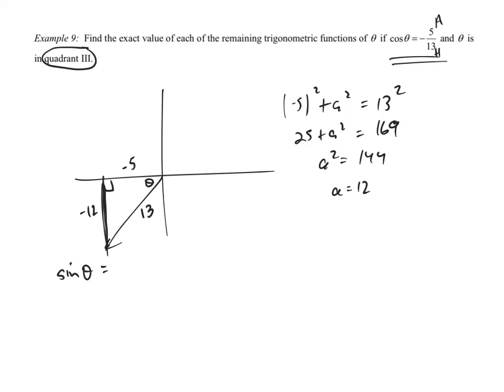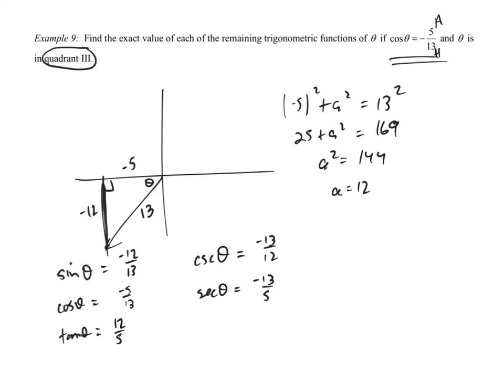Okay, so sine theta I know is going to be opposite over hypotenuse, so that would be negative 12 over 13. That immediately tells me what cosecant theta is, so that would be negative 13 over 12. Cosine theta was given in this problem, so we know that it's negative 5 over 13. That means that secant theta, its reciprocal, is negative 13 over 5. And tangent theta is going to be the opposite over the adjacent. So our opposite is negative 12, our adjacent is negative 5. You can go ahead and reduce those to positive 12 over 5, and that means that cotangent theta is going to equal the reciprocal, 5 over 12.